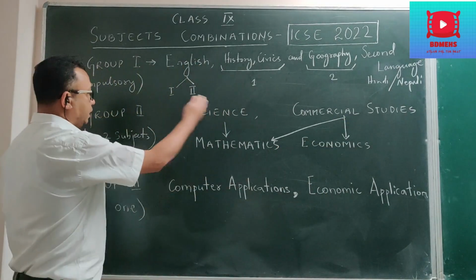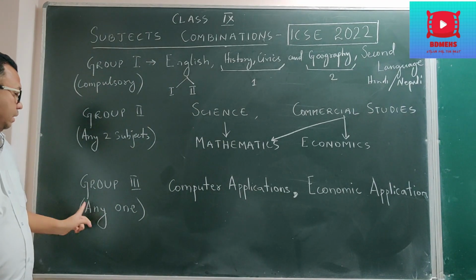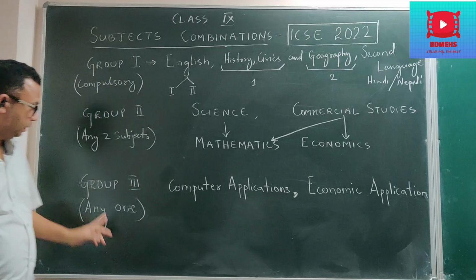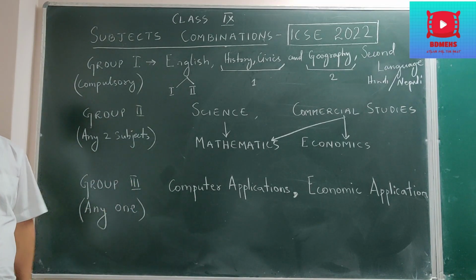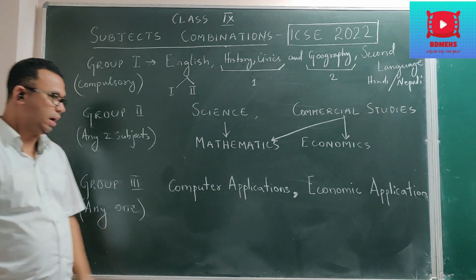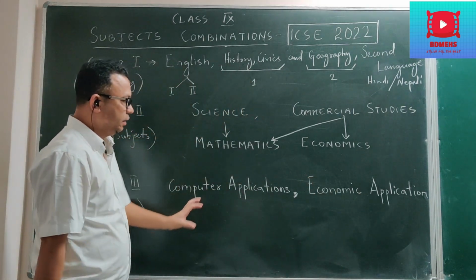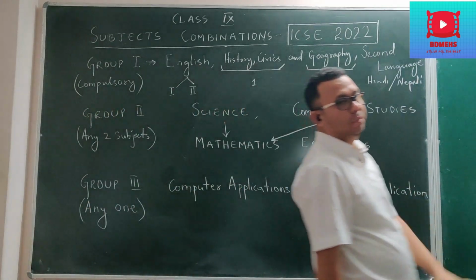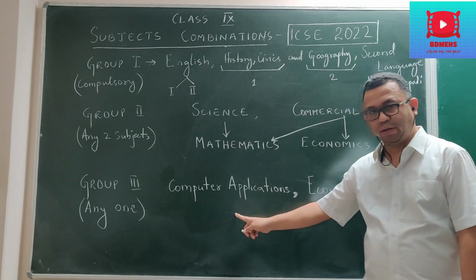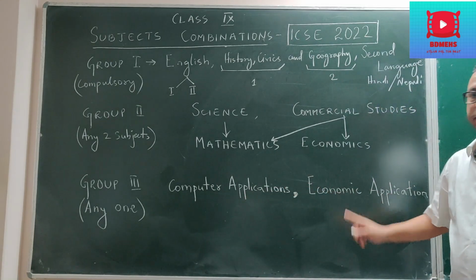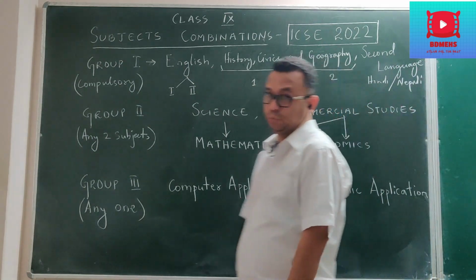Now, so all together here in group 2, 2 subjects. Then third one, group 3. Your group 3, you have to take any one. So any one subject is what you have to take from group 3. And the options that you have are 2. One is computer application and the other one is economic application. Either you have to take computer application, or if you don't want to take computer application, then you can go for economic application. Any one of the 2.